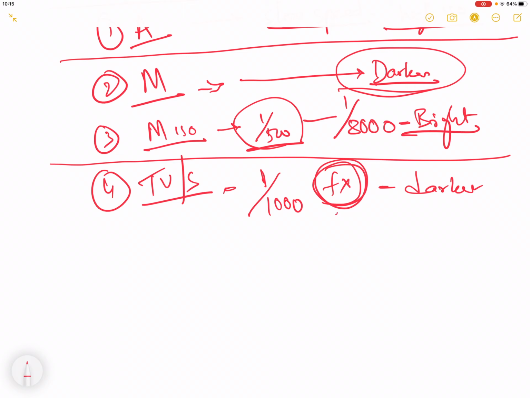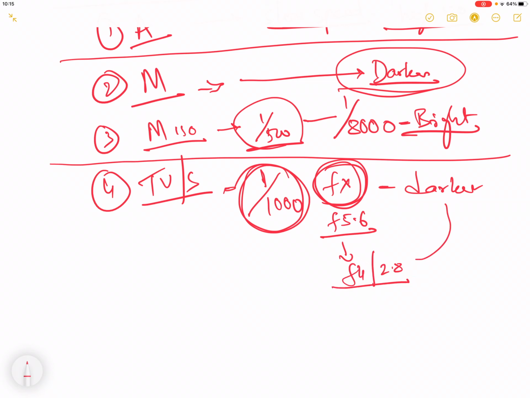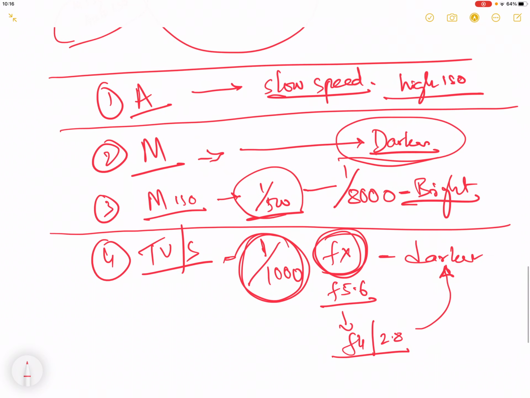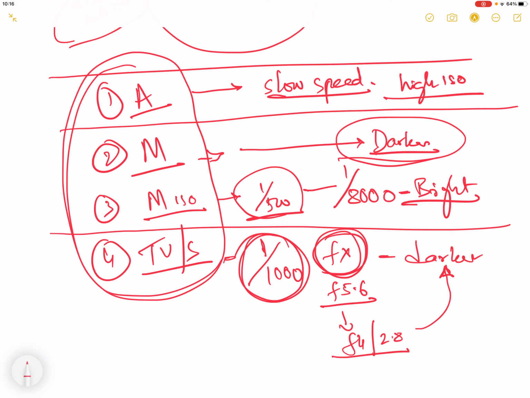Let's say you chose the aperture, or the camera chose the aperture of f5.6, and it was not enough to produce this image at 1 by 1000th of a second, because it needed an aperture of f4 or f2.8 or something like that, which is why it will make a picture darker. Which means, guys, there is no mode which can work all the time.